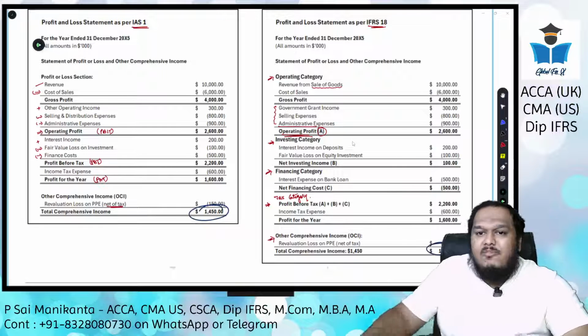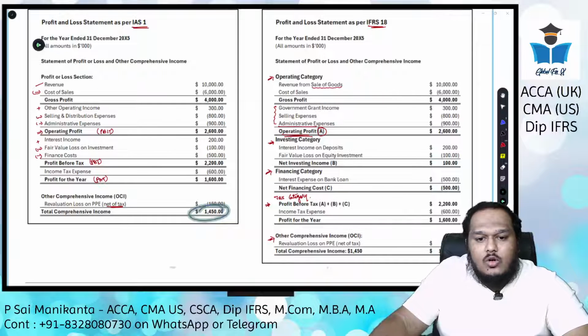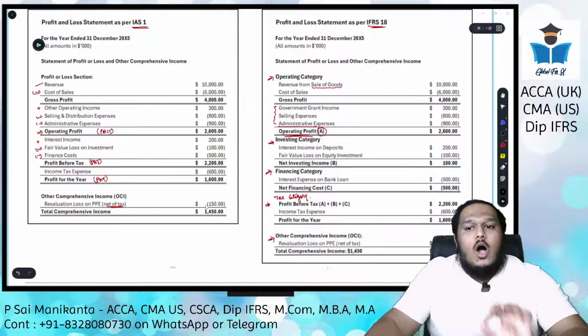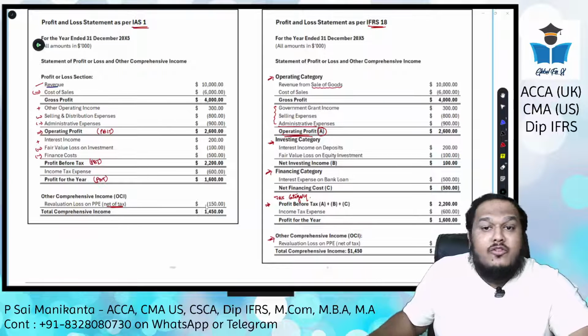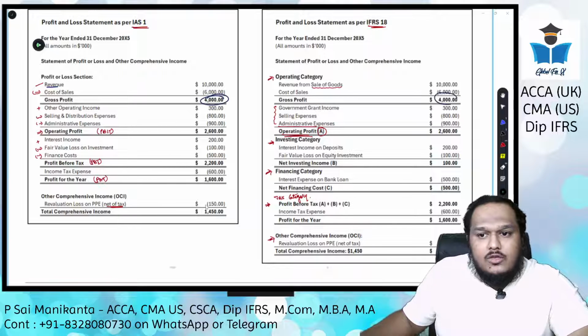Okay, all the values will still be the same. There are no differences in the values, just how they are presented will be slightly different. So here it is revenue, here it is revenue from sale of goods, a better description, cost of sales, gross profit, here also 4,000, here also 4,000.